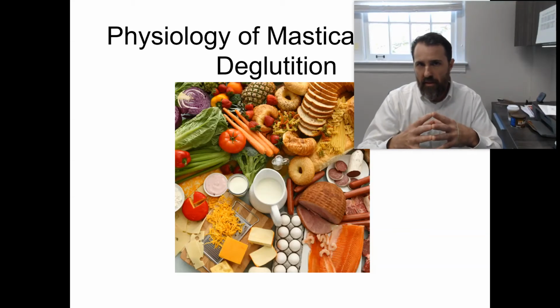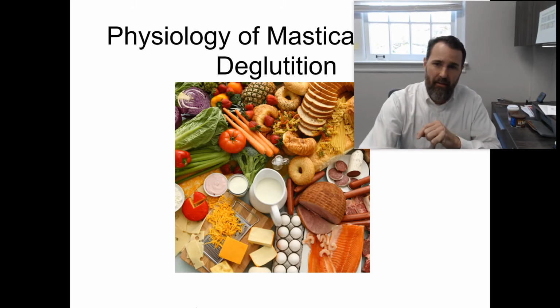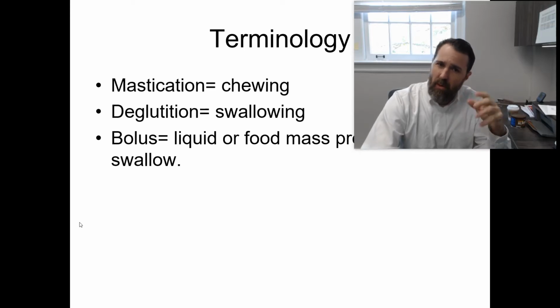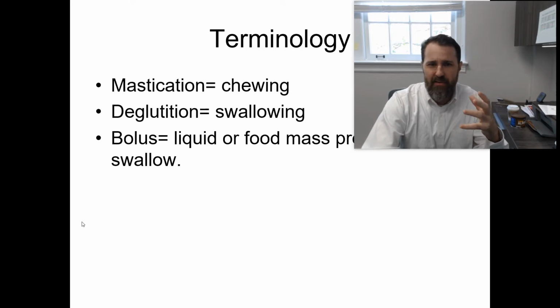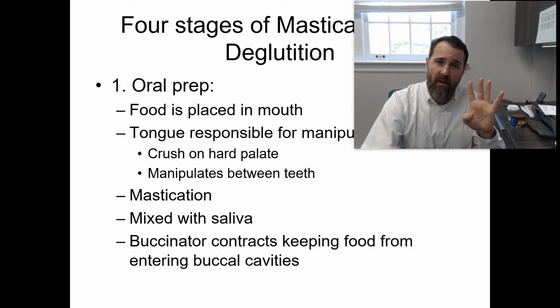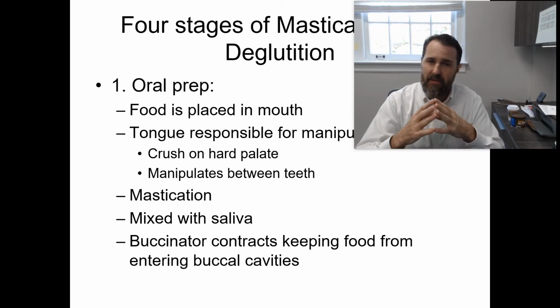All right, so now that we have gone through all the necessary anatomy, let's talk about the physiology of mastication and deglutition. We use the term mastication to mean chewing your food. Deglutition means swallowing. And we use the term bolus to refer to the liquid or the mass of food that you have prepared that you're going to swallow. So there are 4 stages of a normal swallow: oral preparatory stage, oral transit, pharyngeal, and esophageal.